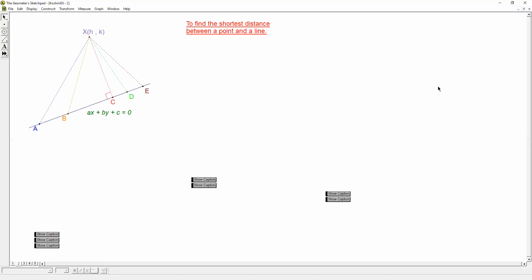XC, correct. XC is correct. Now, we know that XC is the shortest line, the shortest distance. So that is the shortest distance between a point and a line.